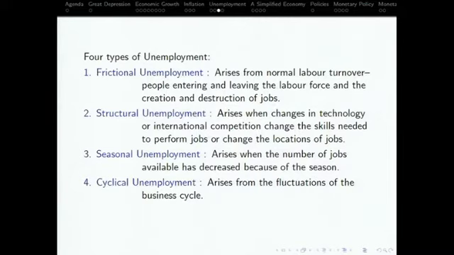Structural unemployment is when the structure changes. Say, for example, labor-intensive technology replaced by capital-intensive technology. Generally, in labor-intensive technology, you need more workers. But the moment it was replaced by capital-intensive technology, you need fewer workers. For example, 20 years back, when we ran an accounting firm, we needed a lot of accountants.